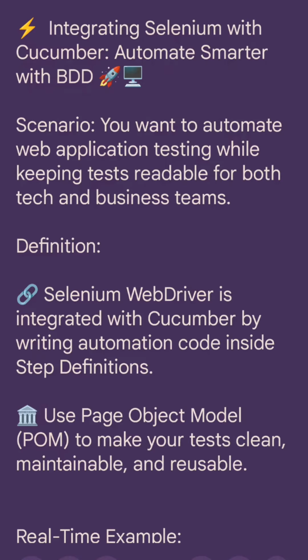Hi everyone. So today we are going to talk about integrating Selenium with Cucumber. So automate smarter with BDD.